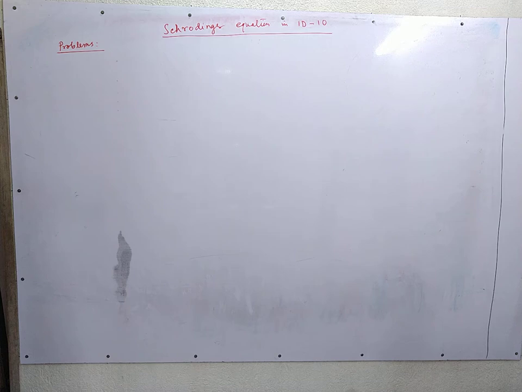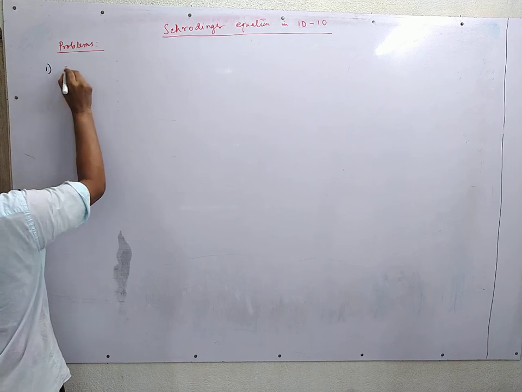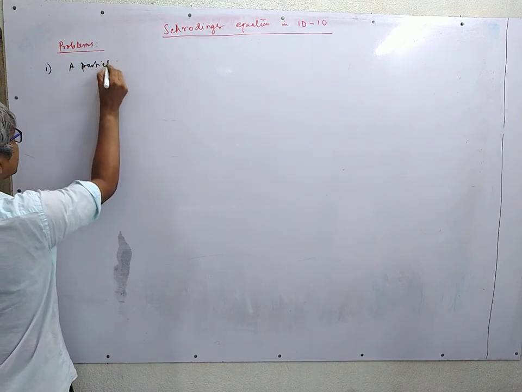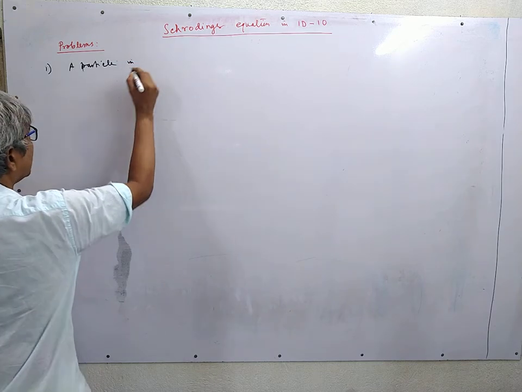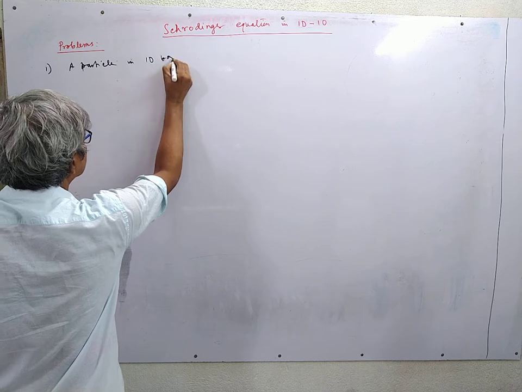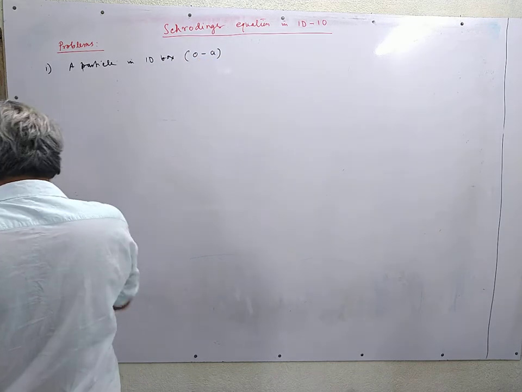In this 10th lecture on Schrodinger equation in 1D, today we shall discuss few selected problems. First problem is that a particle in a 1D box, which extends from 0 to A.